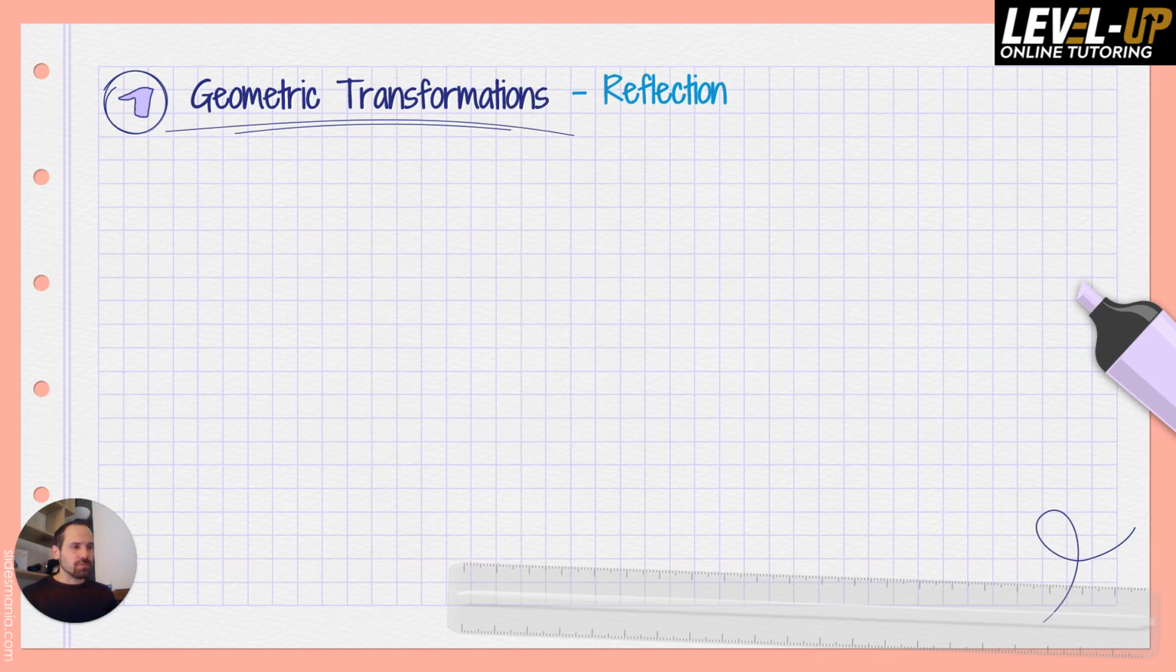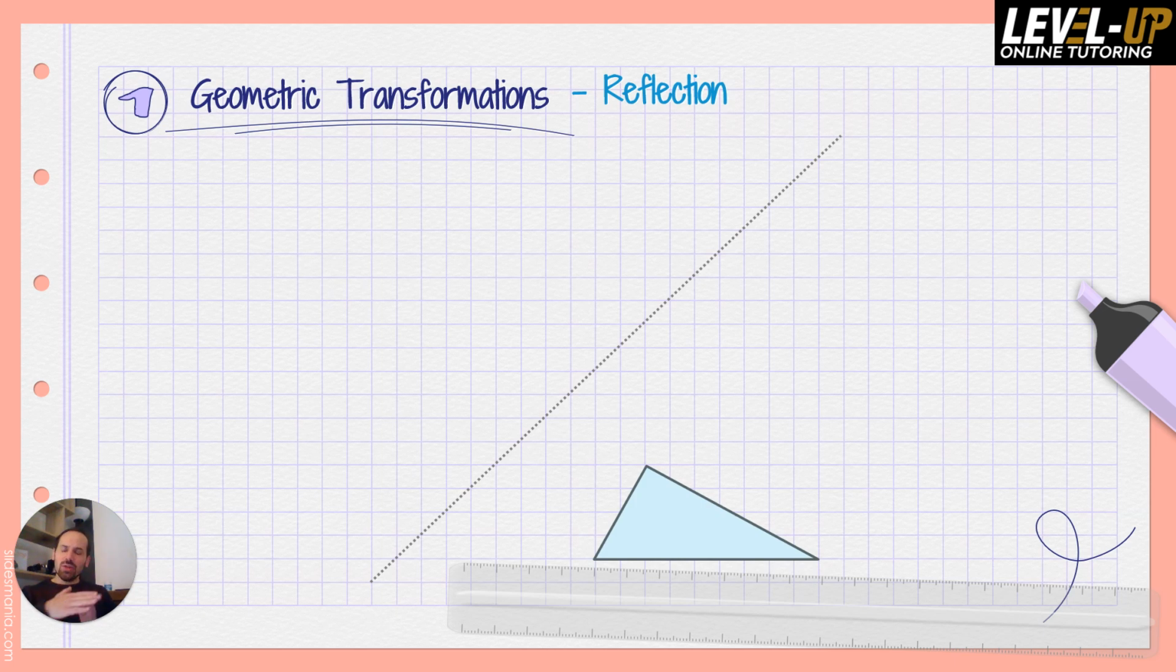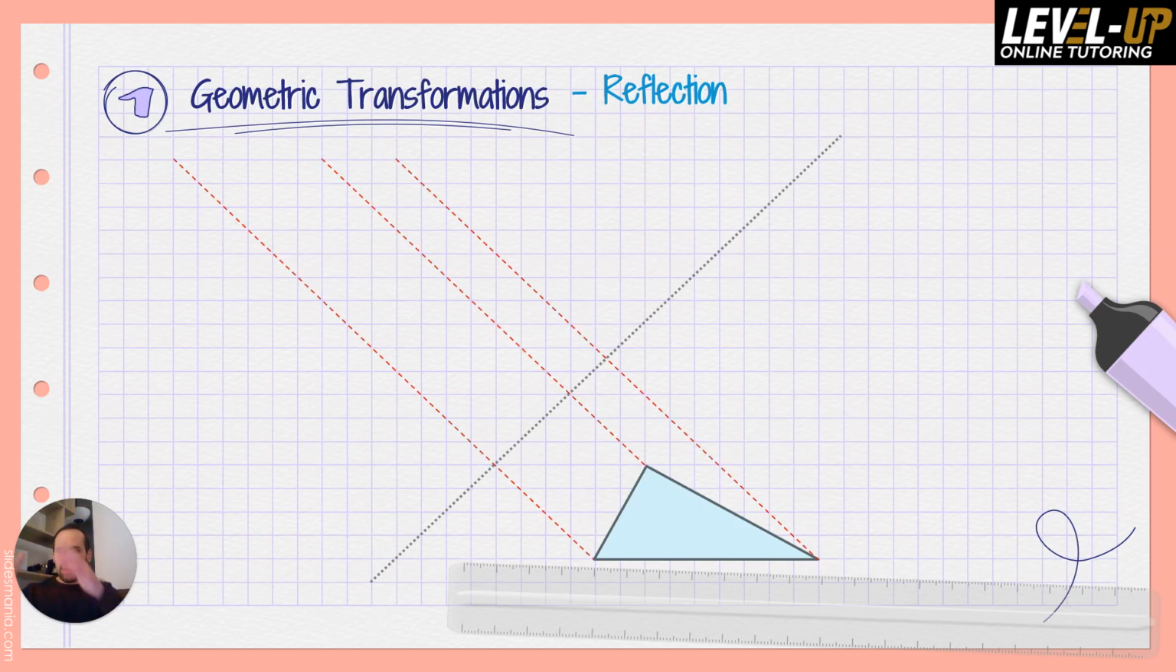So let's look at reflection. A reflection is another type of transformation. So we have a shape like this, a little triangle, and we're drawing a line like this, and we want to draw the reflection in this line. A lot of the time we will get just horizontal or vertical lines. But regardless of what the line is, it's going to work in the same way. It's going to reflect like this.